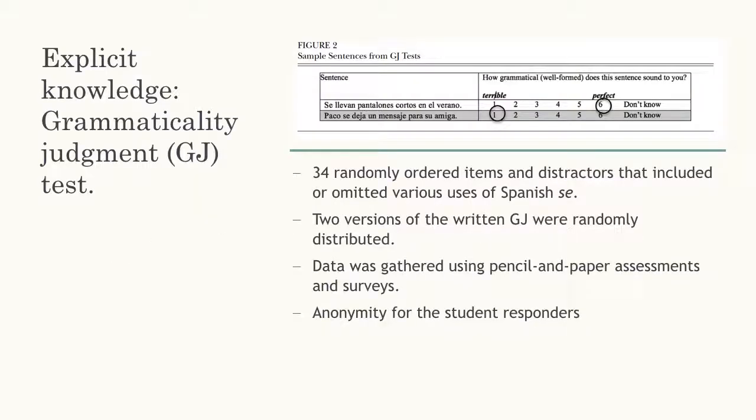And then for the grammaticality judgment test, they had 34 Spanish questions. I'm giving you an example up here so you can see what they had to do. They would have a sentence like "se lleva pantalones cortos en el verano," and they would have to say how grammatically well formed this sentence sounds to them. So they would put one to six, one as in terrible, six as in perfect. And they also had the option to say I don't know.